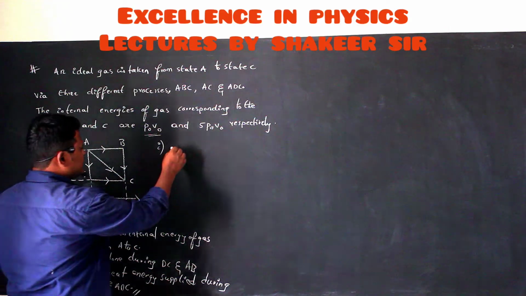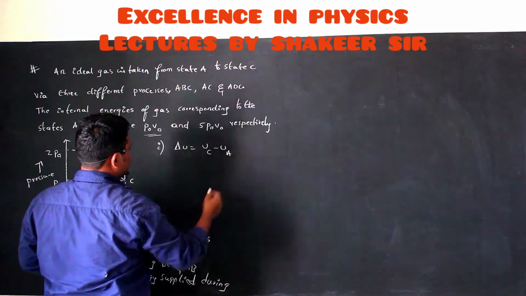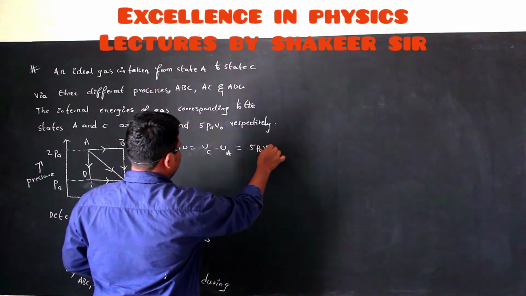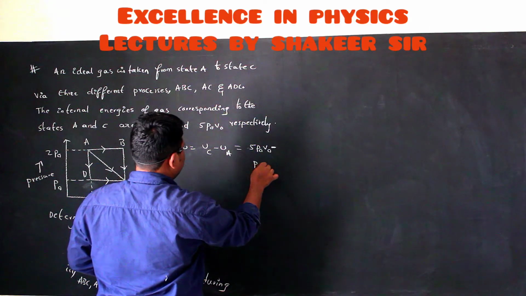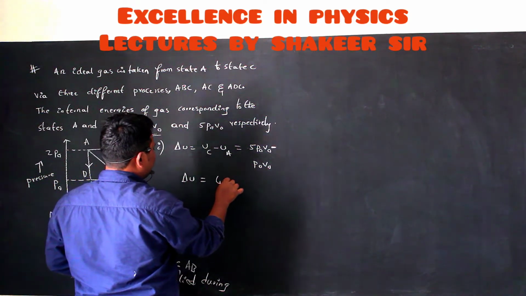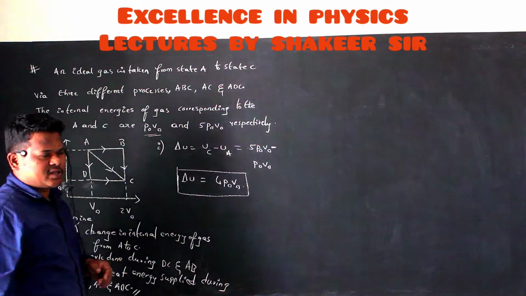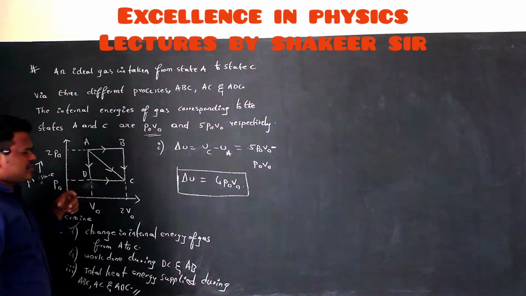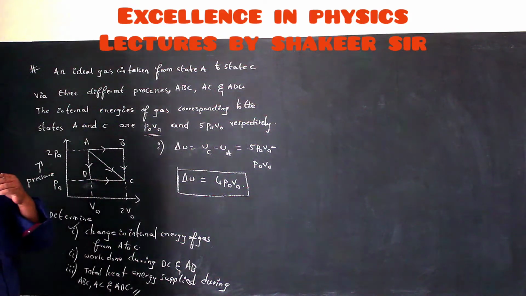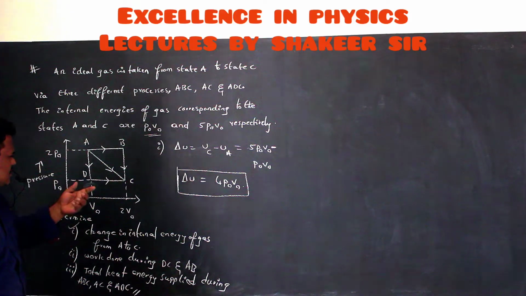So the change in internal energy can be written as delta U equals U of C minus U of A. Internal energy at C is phi P0 V0 and internal energy at A is P0 into V0. Therefore, the change in internal energy from A to C will be 4 P0 V0, and it is independent of whatever process we have taken. Whether we have moved from A to B and B to C, or directly from A to C, or from A to D and D to C, it doesn't depend on that. Whatever it may be, the change in internal energy will be 4 P0 V0. Okay, so this is the answer for the first question.